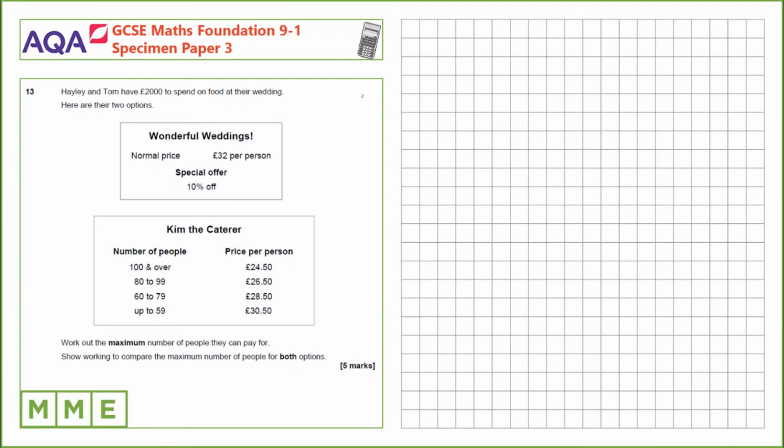Question 13. Haley and Tom have £2,000 to spend on food at their wedding. They have 2 options, Wonderful Weddings and Kim the Caterer. Work out the maximum number of people that they can pay for. Show working to compare the maximum number of people for both options.